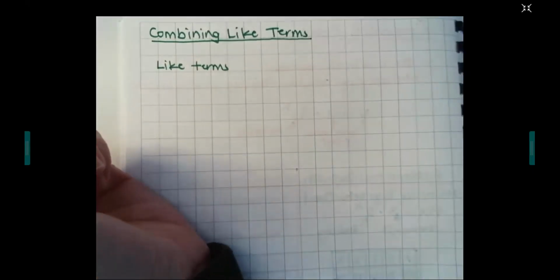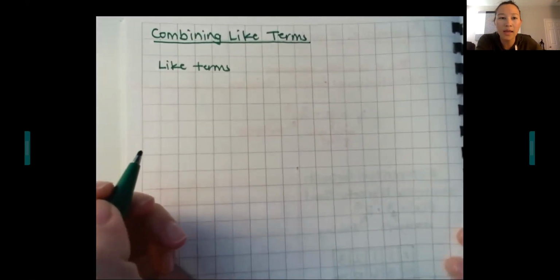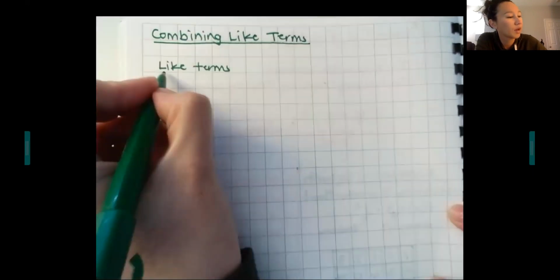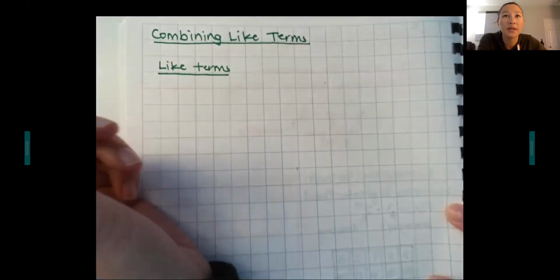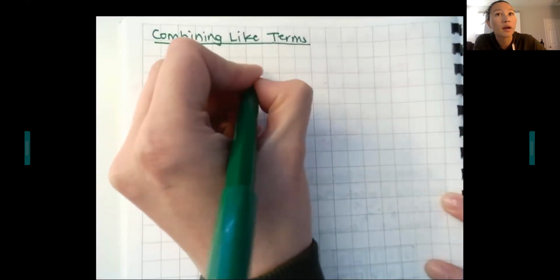All right, so those of you just joining us, we are just starting the notes. So we're starting Unit 8, which is combining like terms. So what are like terms? They have the same variable raised to the same power.